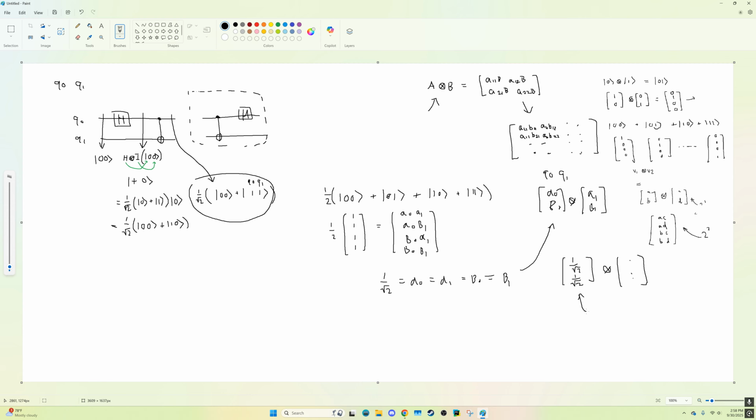And what is this vector if you break it down into the Dirac notation? It's 1 over square root of 2 times ket 0 plus 1 over square root of 2 times ket 1, which is exactly the plus state vector. And ket plus was the exact result we got earlier when we did our manual factoring.